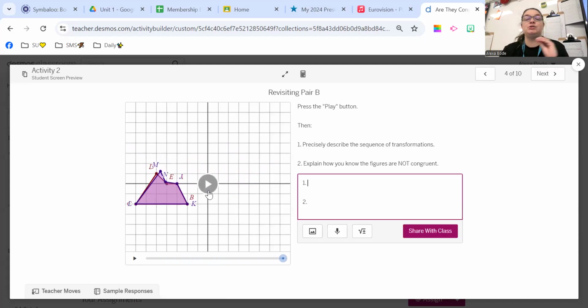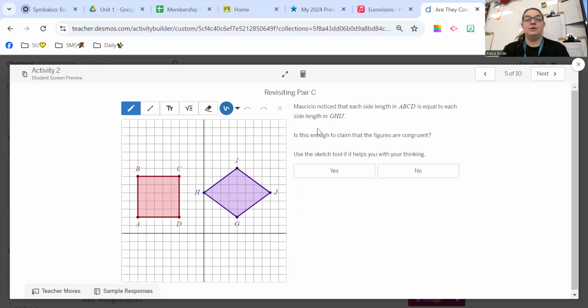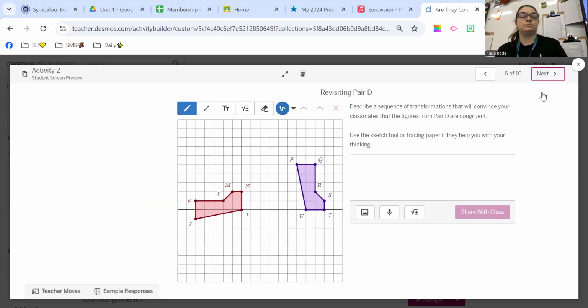And number 1, it needs you to describe the sequence of transformations. So I need you to fully describe which transformations are happening, how far, which direction, that kind of stuff. Then explain how you know these figures are not congruent. For B, he notices each side length is equal to the side length in that. So he's saying they are congruent. Is that enough information? So because the side lengths are the same, is it still congruent? Yes or no? And explain why, explain your thinking.